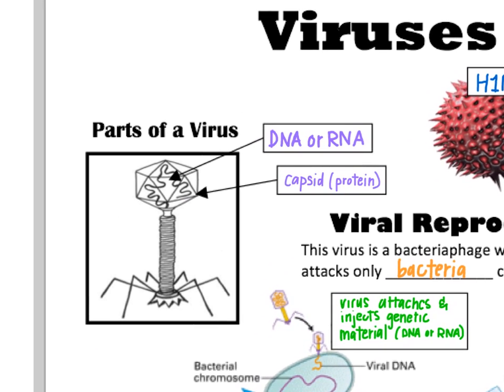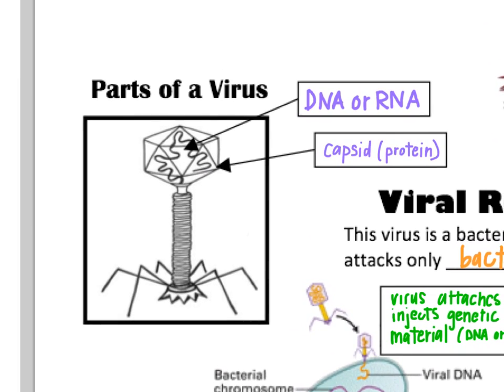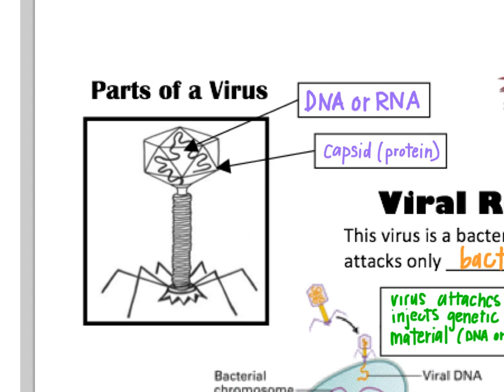Now, the parts of a virus are pretty simple. They're made of a protein coat, which is called a capsid. There's a picture of a bacteriophage virus here, that's why it looks kind of like a spider. But the whole outer coating is the capsid, and it's made of protein. And then inside the capsid we have the genetic material, which for a virus can either be DNA or RNA, but it will never be both. They'll always have either DNA or RNA. And that genetic material is the squiggly line there inside of the capsid.